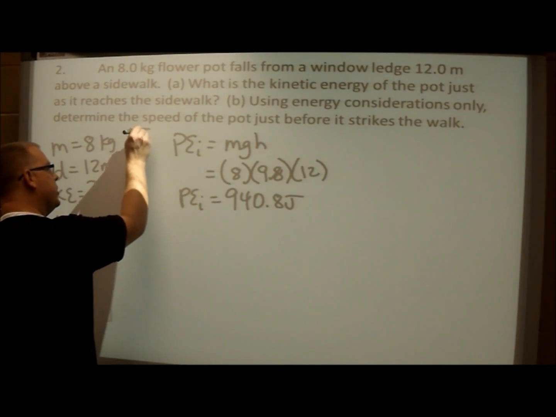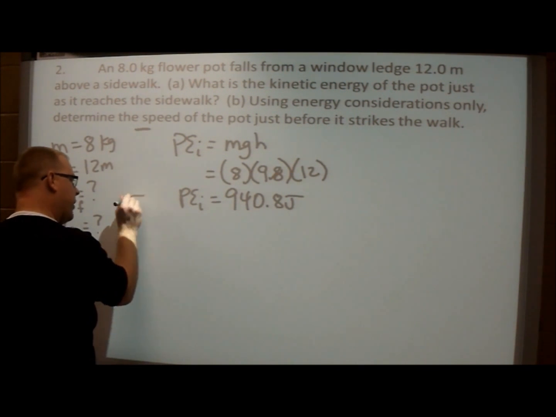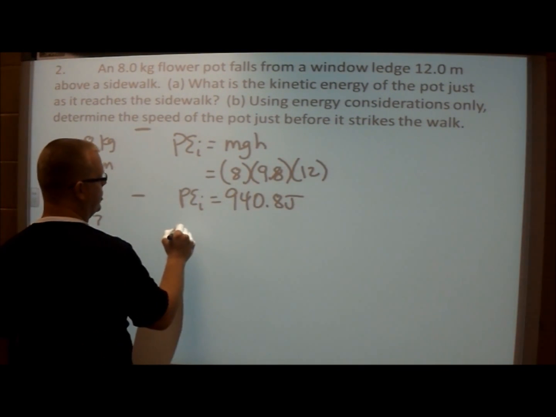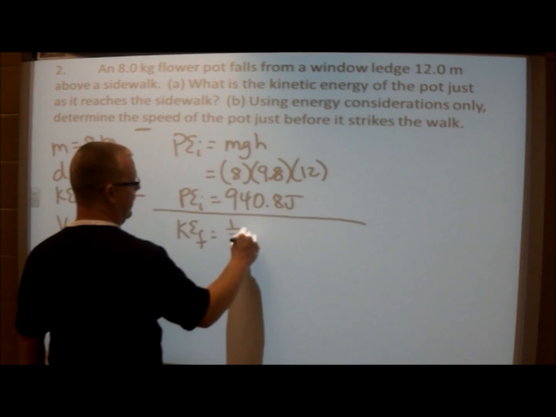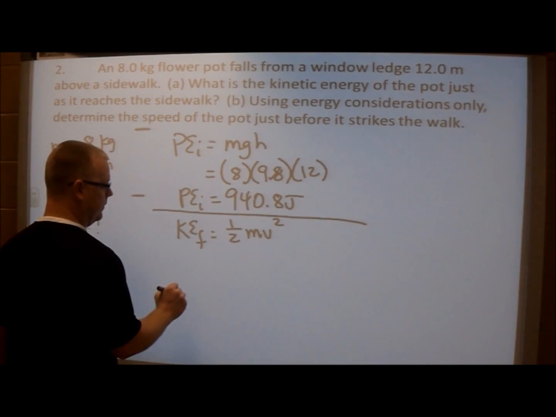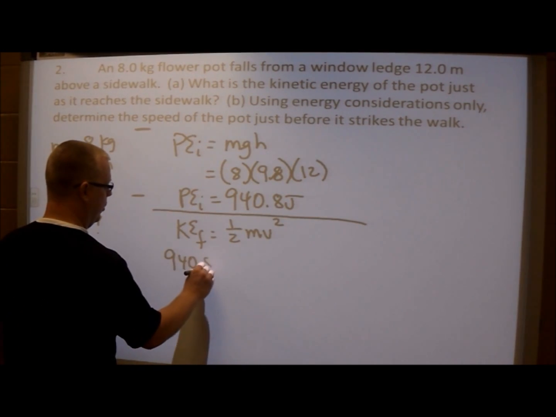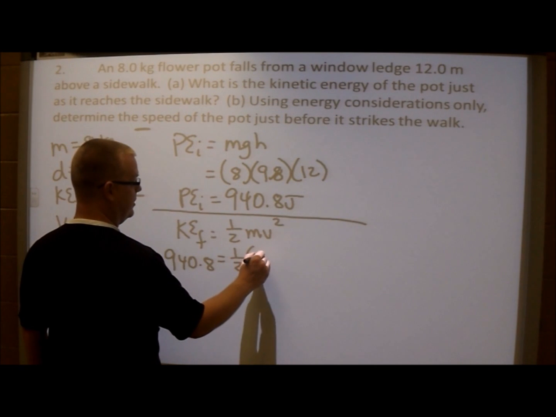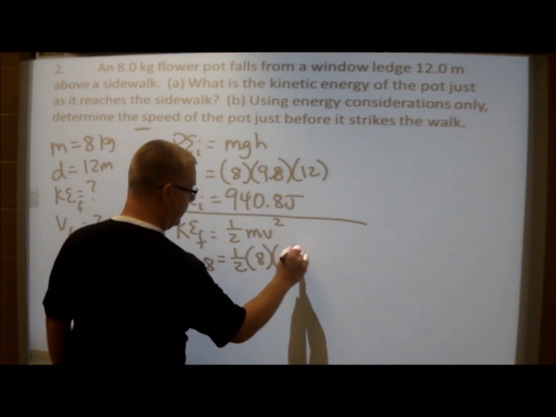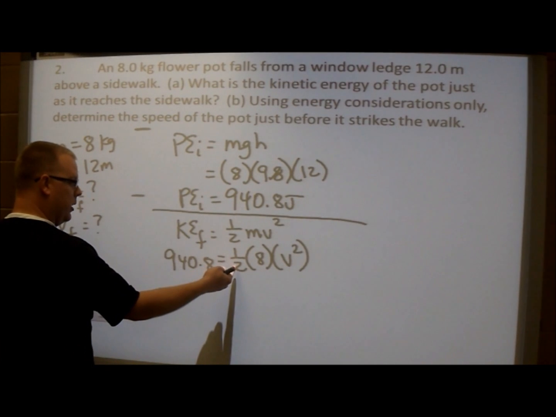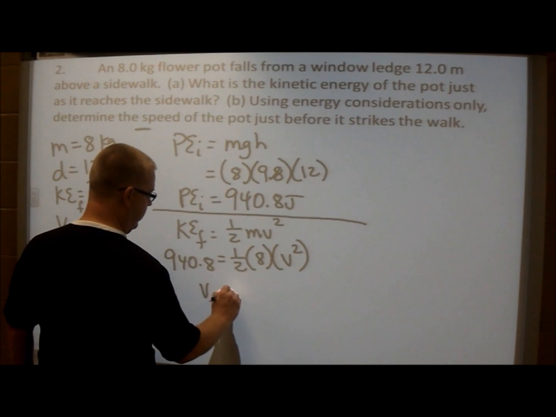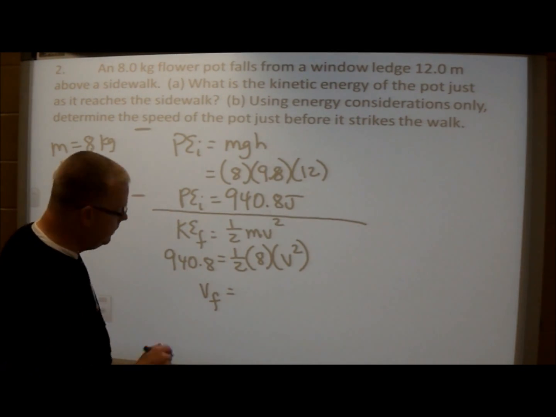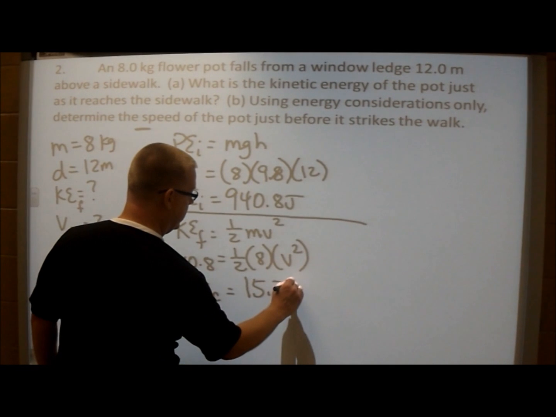Remember, whatever the potential energy at the top is, as long as it hits the ground, that's going to be the final kinetic energy. So final kinetic energy is 1/2 mv squared. So 940.8 equals 1/2 times 8 times v squared. We're going to multiply both sides by 2, divide by 8, and then take the square root. So my final velocity is going to be 15.3 meters per second. Alright, here's number 3.